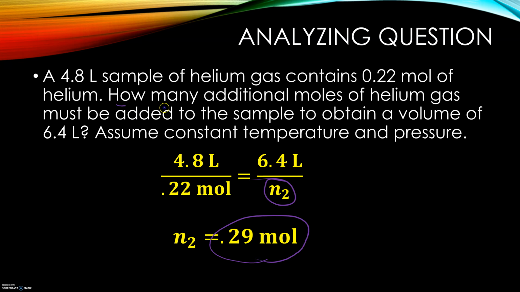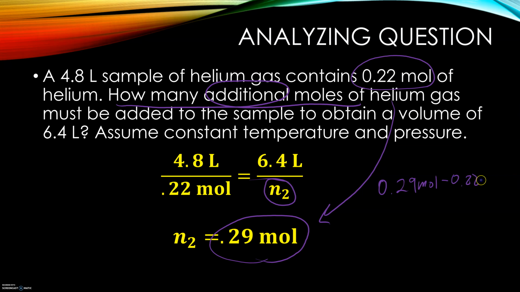However, the question asked, how many additional moles of helium gas must be added to the sample? Well, considering that this is my starting amount and it ended up being 0.29, how many was added to become 0.29? All we need to do is subtract the difference. So 0.29 moles, and you subtract 0.22 moles. And we get 0.07 moles that was additionally added.